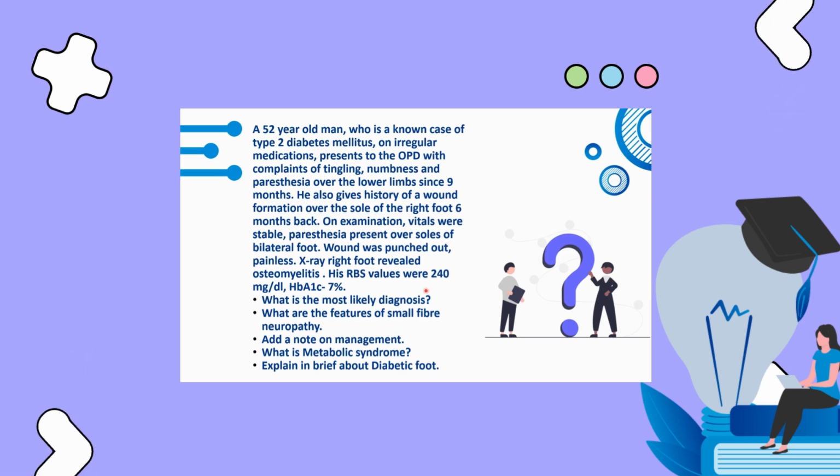Well, the case clearly represents a case of uncontrolled diabetes since random blood sugar values were 240 mg per deciliter and he was on irregular medication. So, in uncontrolled diabetes, there appear a lot of complications. So, what is this complication in diabetes mellitus? And with this, let us discuss some questions as well: what are the features of small fiber neuropathy, what is the management of this case, what is metabolic syndrome, and explain in brief about diabetic foot.